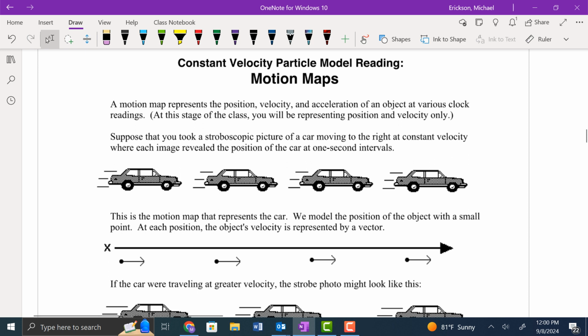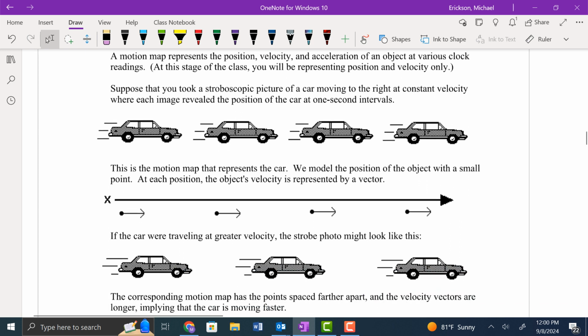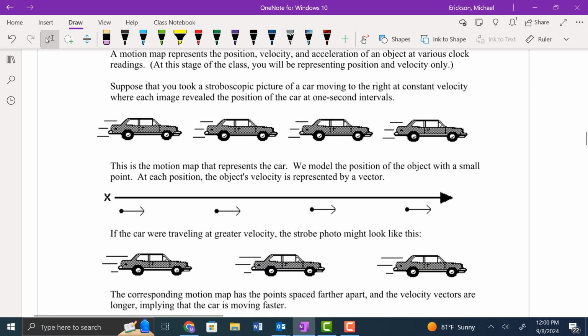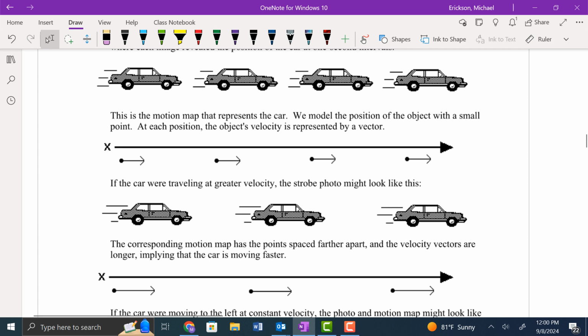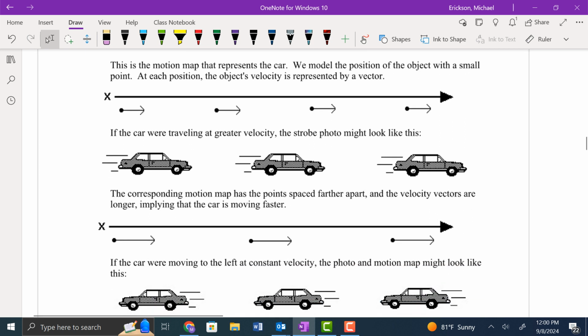Each dot is 1 second, so that's very important. Each dot is 1 second. If you see 9 dots, this object's been traveling for 9 seconds. If there's an arrow attached to that dot, that's how it's moving. This first section, we got a car moving to the right. We got arrows to the right, so I know it's moving towards that direction. And just so you know, these arrows, they represent velocity. Velocity is a vector, so that's why we're able to do this.